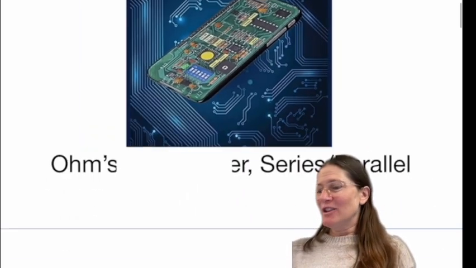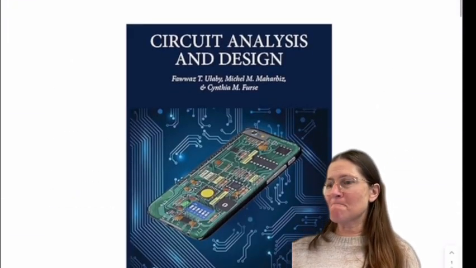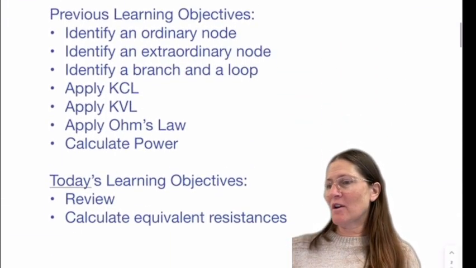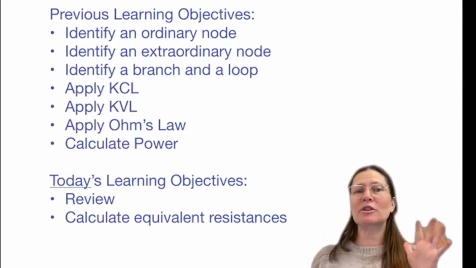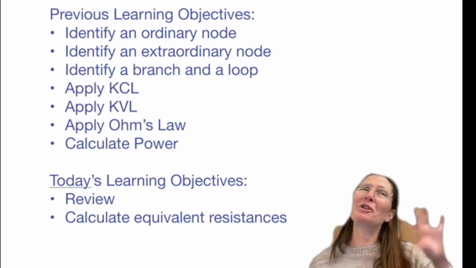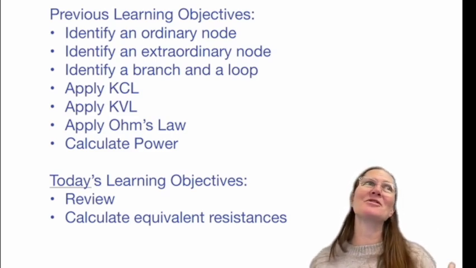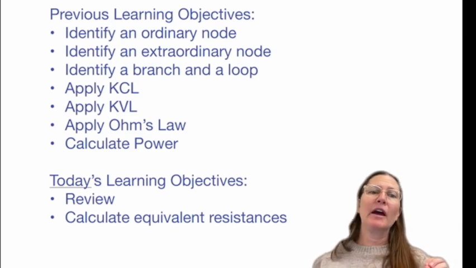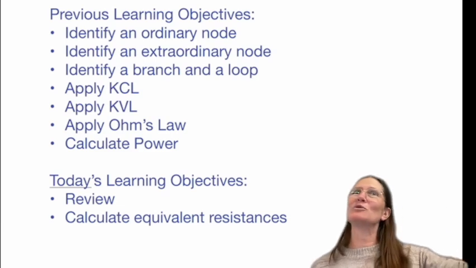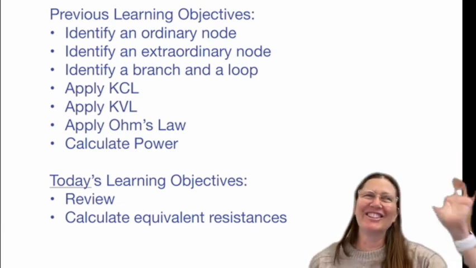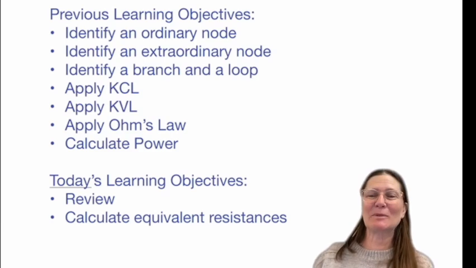Okay. So last time we went over the ordinary node, extraordinary node, branch, loop. Well, all those became more implied as we moved to KCL and KVL. But please, if you're still struggling even sometimes with why did you do that, what did you do, stop me and I'll try to explain.